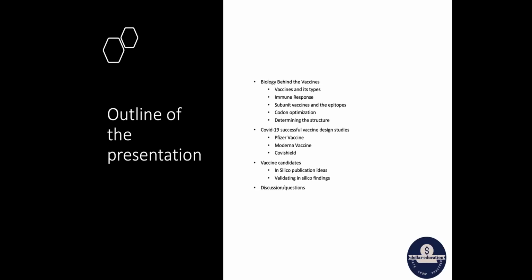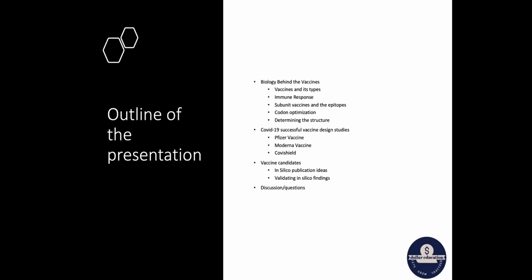Next, we'll discuss how these ideas were implemented in successful vaccine design studies, like the Pfizer vaccine, Moderna vaccine, and Covishield. I'm just picking three examples, but in any other vaccine you will see there is some component which was done in the design part, and it was done through bioinformatics. So our stress is to show how bioinformatics is actually helping the process of vaccine design.